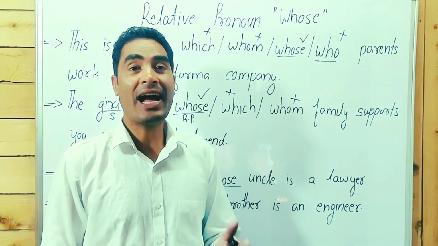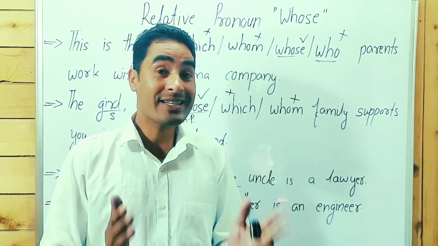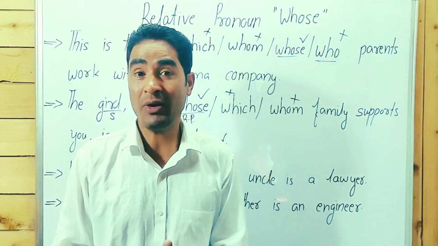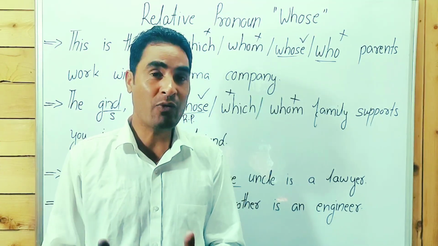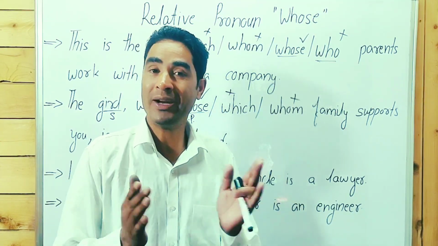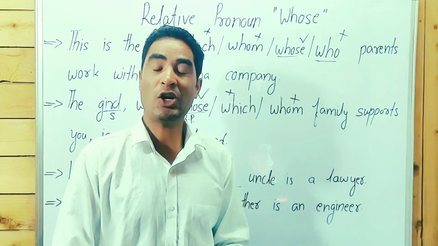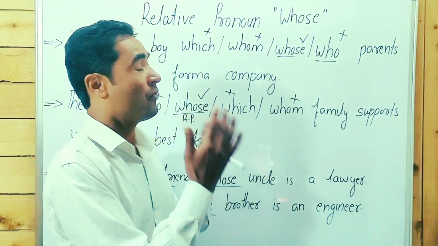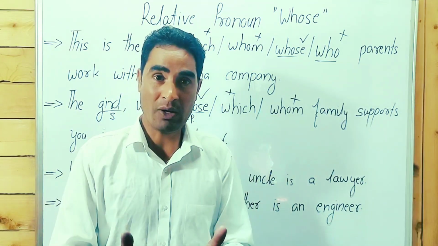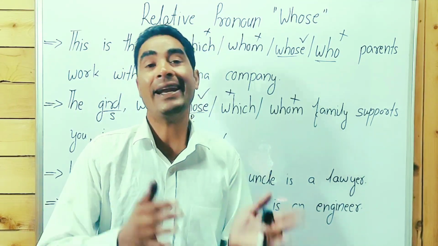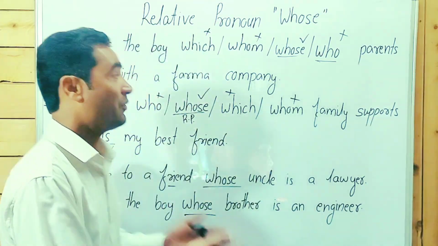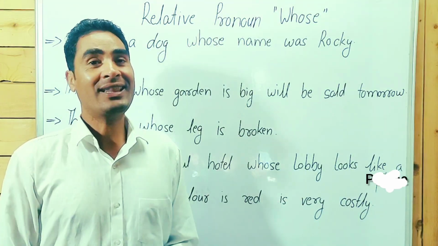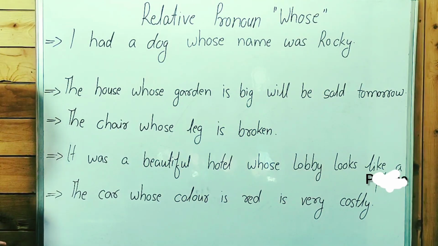Guys, in the next slide I will write some examples. "Whose" is used only for human beings. In formal English, "whose" is used for human beings, not for animals, objects or things. In the next slide we will learn the uses of "whose," for human beings, in formal and informal English. If you want to take a screenshot and note these examples, you can. Have a look. Here are some examples.